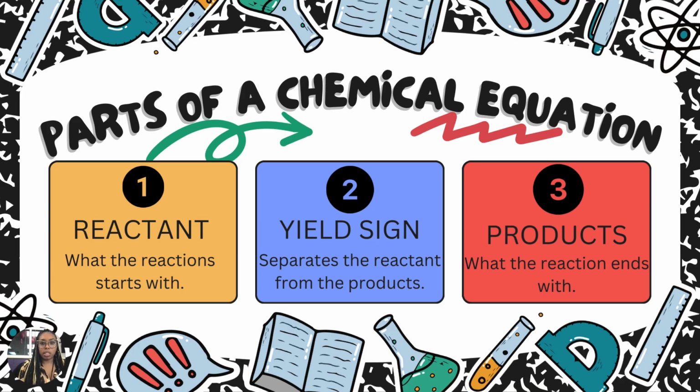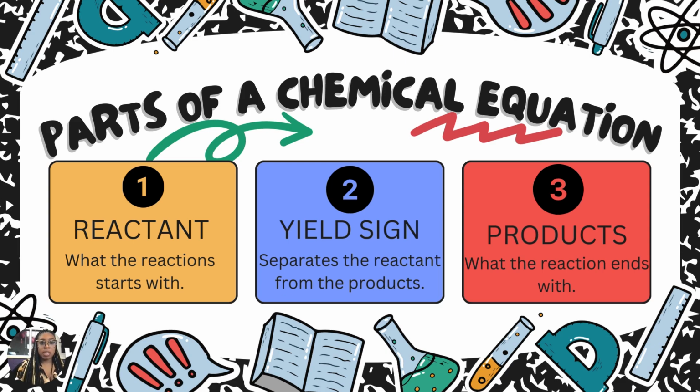But before we get started with the different types of reaction, I want to go ahead and break down the parts of a chemical equation. Now, this is so important for you to know because there are three different parts to a chemical equation, okay? So first you have the reactant, all right? That is what the reaction starts with.